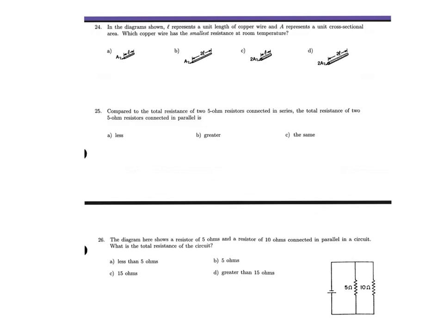In the diagram below, length is L, and A is the cross-sectional area. Which copper wire has the smallest resistance at room temperature? Should be C, because it's got the smallest length and biggest area.